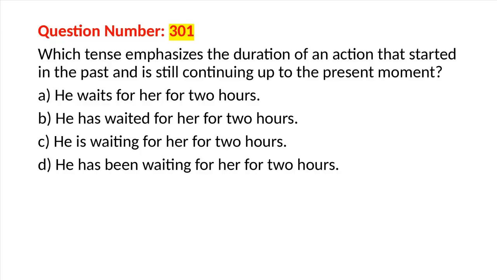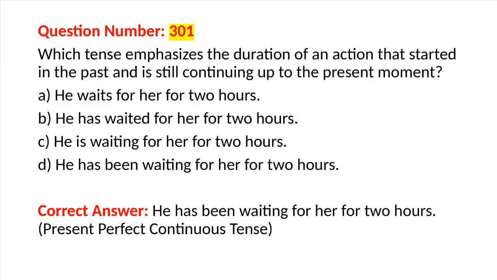Question number 301. Which tense emphasizes the duration of an action that started in the past and is still continuing up to the present moment? A. He waits for her for 2 hours. B. He has waited for her for 2 hours. C. He is waiting for her for 2 hours. D. He has been waiting for her for 2 hours. Correct answer, he has been waiting for her for 2 hours. Present perfect continuous tense.